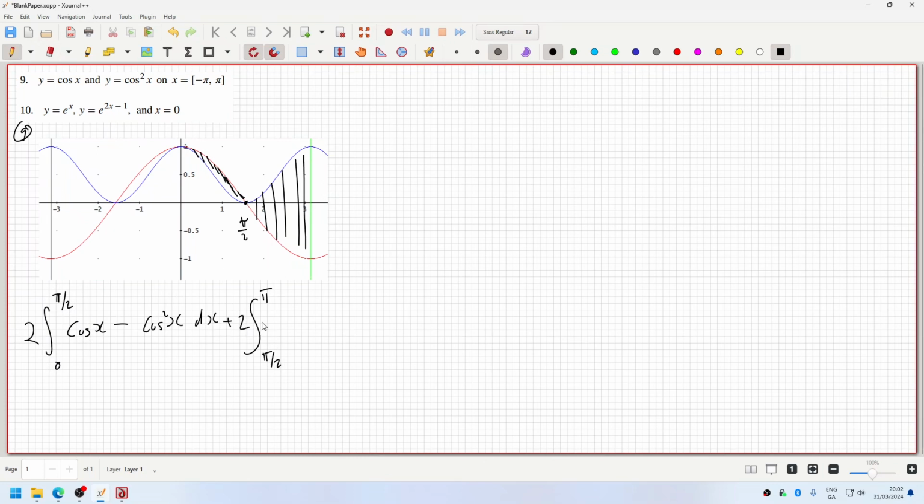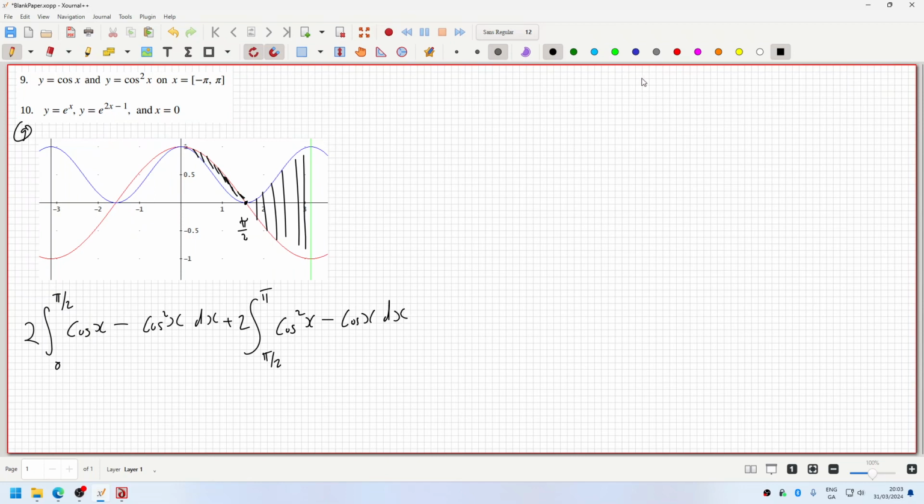Symmetric. And then the red one is cos, the blue one is cos squared. Cos squared x minus cos x dx. The cos is okay, but we'll need to do something about the cos squared. Might use a trig formula. Let me think.